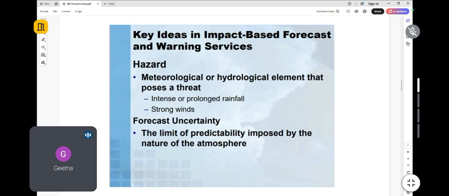What are the key ideas for this? First, we should be very clear about the meteorological hazard that is likely to prevail, the meteorological or hydrological element. Intense or prolonged rainfall, strong winds. Prolonged rainfall may lead to flash floods or riverine flooding also, depending on the water levels in various water bodies. So we should have a clear idea of the meteorological and hydrological hazard that is likely to pose a threat.